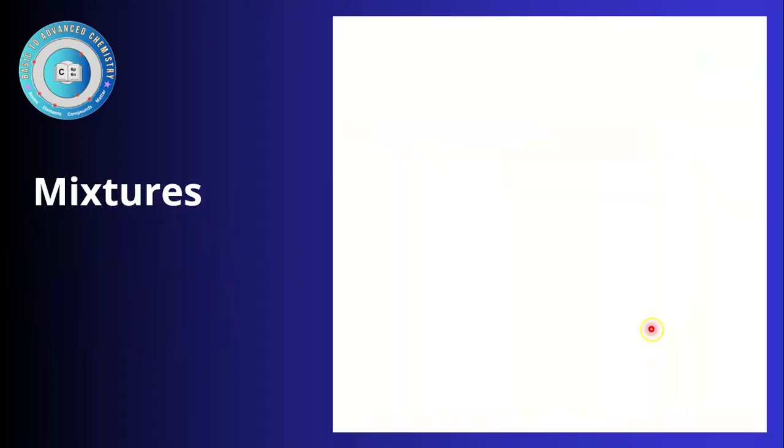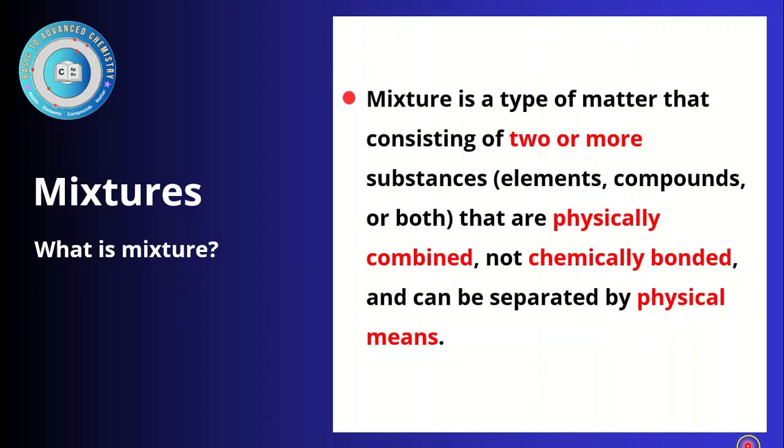The second type of matter based on its composition is mixture. What is a mixture? A mixture is a type of matter consisting of two or more substances. The mixture may be two or more elements, two or more compounds, or a mixture of elements and compounds that are physically combined, not chemically, and can be separated by physical means.